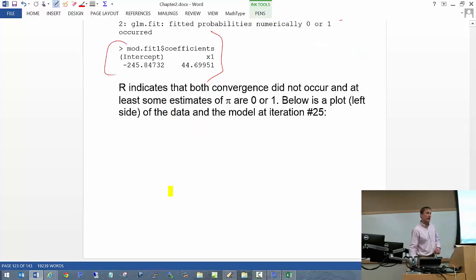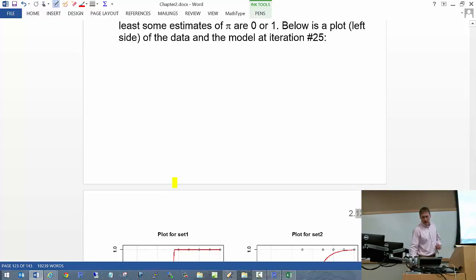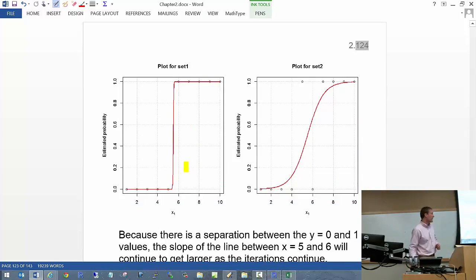But what we can do is graph the model that was shown to us on iteration 25, and that's what's shown on the left-hand side here. The open circles are my actual observations. What's shown in red is my model at iteration 25. Notice the separation of the points. This completely separates out the y equals 0s and the y equals 1s, and so what the model is trying to do is essentially get a slope equal to infinity.